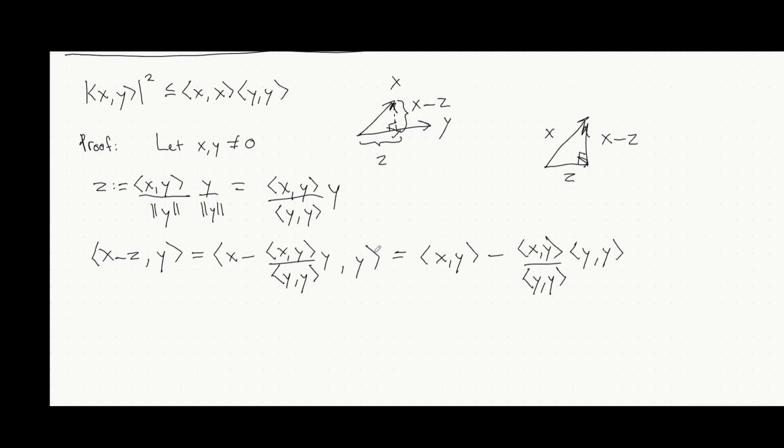And since y was not 0, we can cancel that because of the positive definiteness of the inner product. We know the inner product of y with itself, or in other words, the norm of y, is not 0. And well, we're just subtracting the same thing from itself, so we get 0. And so indeed these are orthogonal.